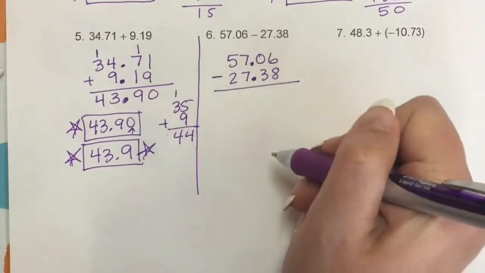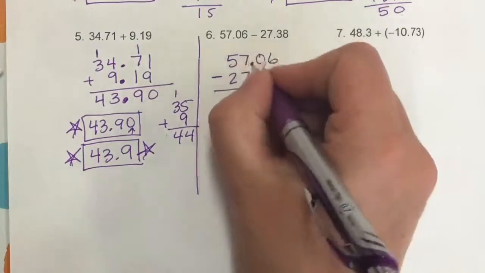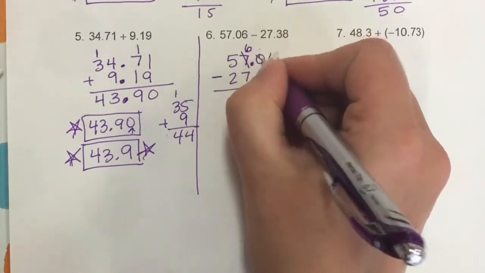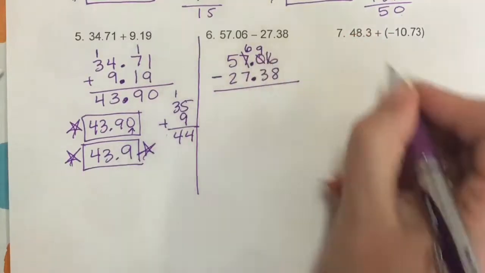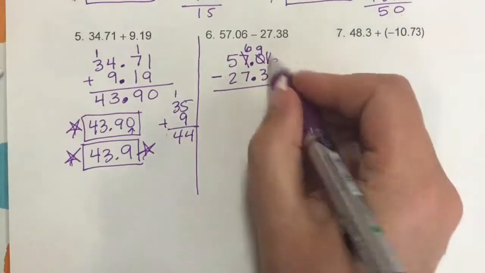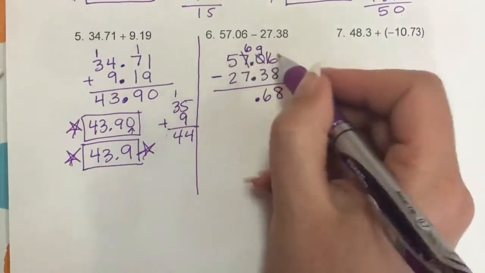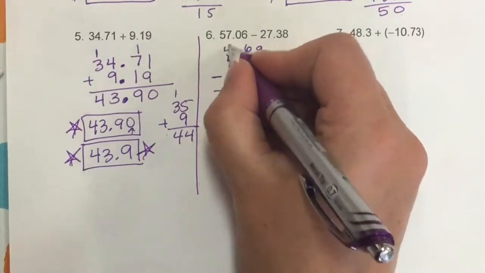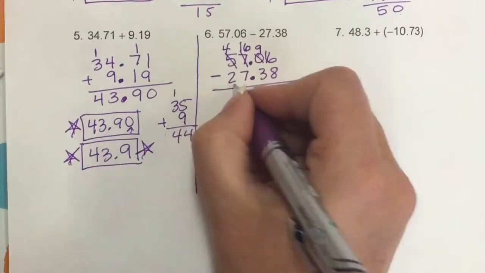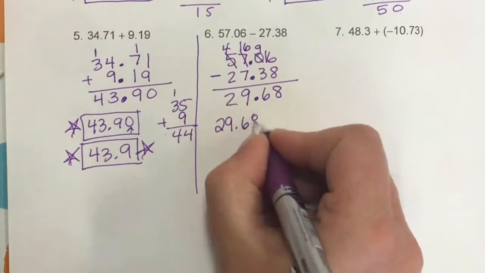This 6 is not big enough, so we need to make the 6 bigger. We need to borrow, but we can't borrow from 0. So we have to borrow from the 7, making this a 6. That's going to make this a 9, and that 16. 16 take away 8 is 8. 9 take away 3 is 6. And 6, oh, can't do that. Got to borrow again. So it's going to make that a 4. 16 take away 7 is 9. And 4 take away 2 is 2. So we have our answer, 29.68.